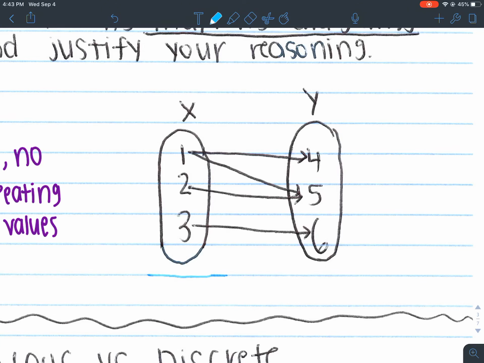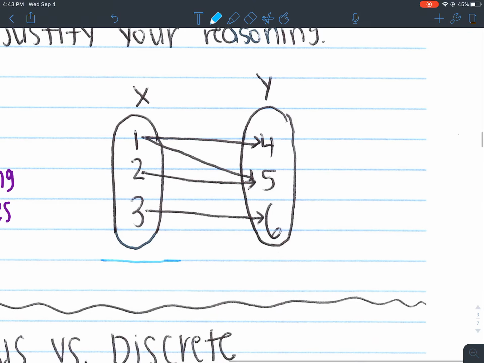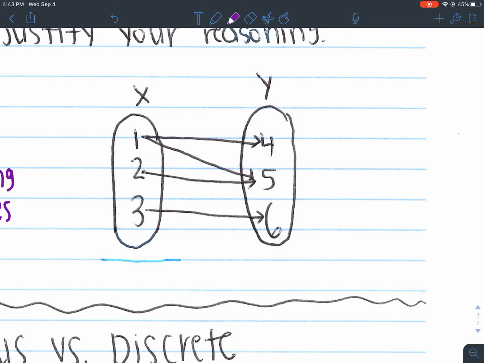All right, so on this one, we have a mapping diagram still. And our 1 is actually going to 4 and 5. 2 is going to 5, and 3 is going to 6. So is this a function? No, because 1 is going to 4, but it's also going to 5. It can't go to 2 different things, so this is not a function. We have a repeating x value. 1 can't go to 2 separate things.